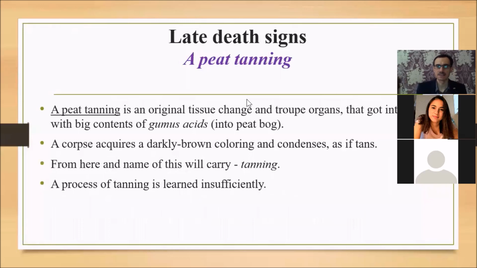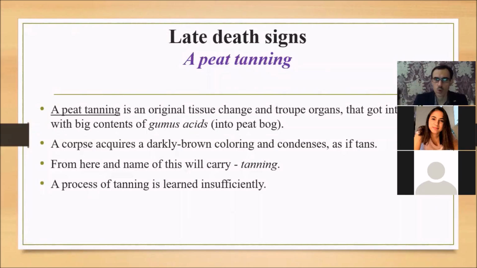And finally, peat tanning. Peat tanning is when the corpses are located in soils with a high content of humic acids, in a peat bog, and the corpse acquires a dark brown color as if tanned. And from there comes the name, peat tanning.